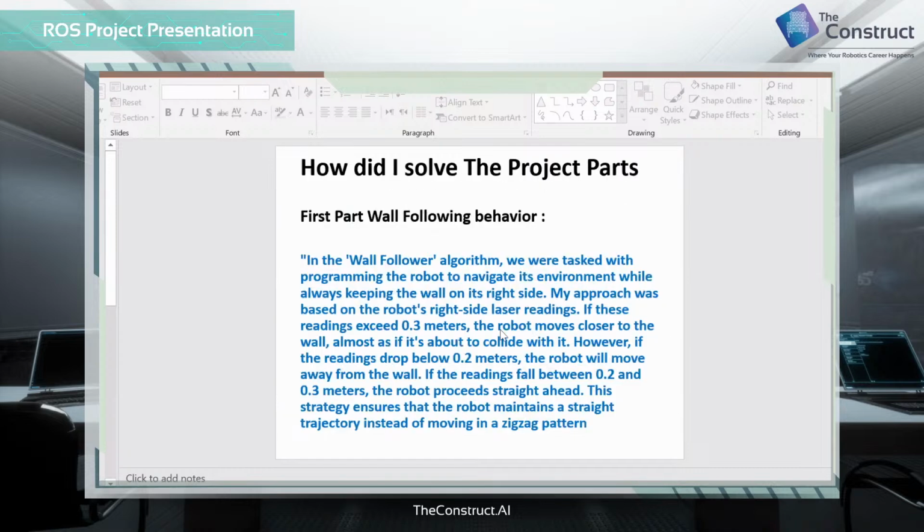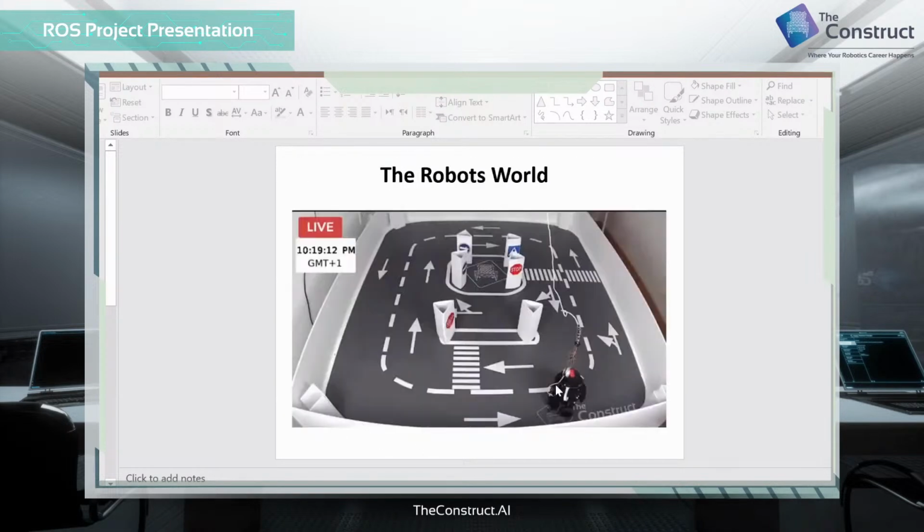So this is what I used. Using this logic, I coded it so that it did not move in a zigzag mode, because when it is between 0.3 and 0.2, it will try its best to stay smooth and aligned with the right wall. So this is the first part, and this is how I solved it.